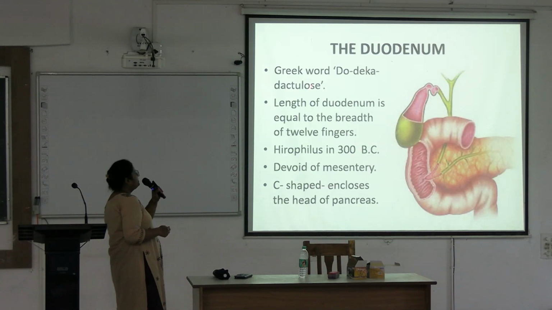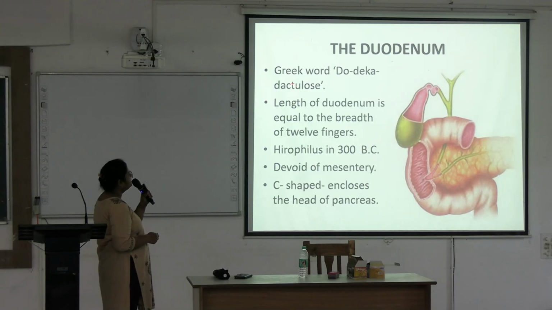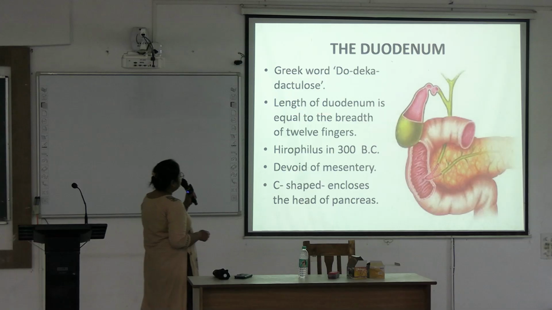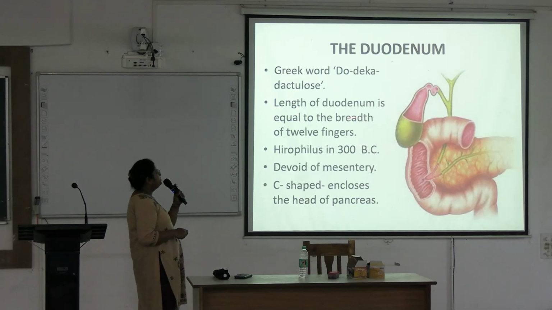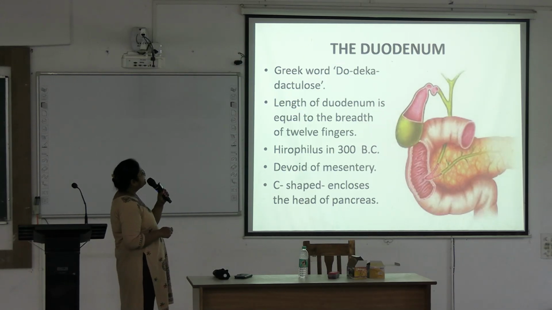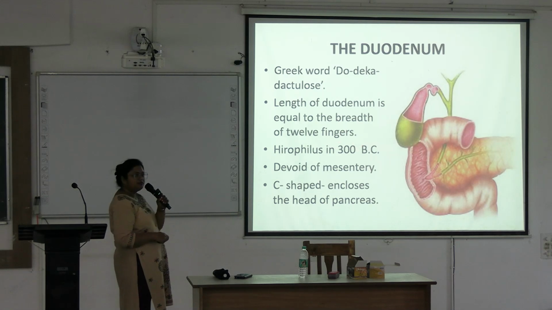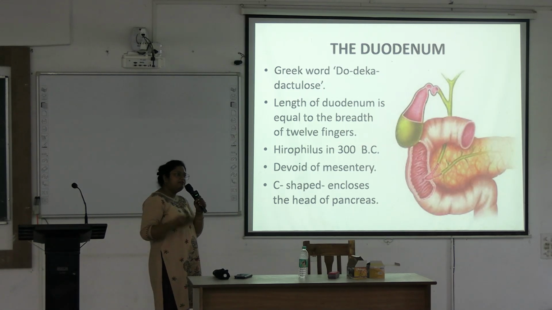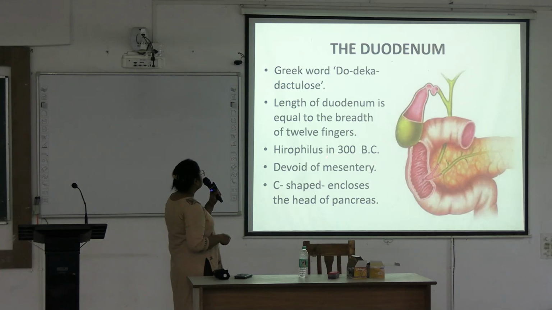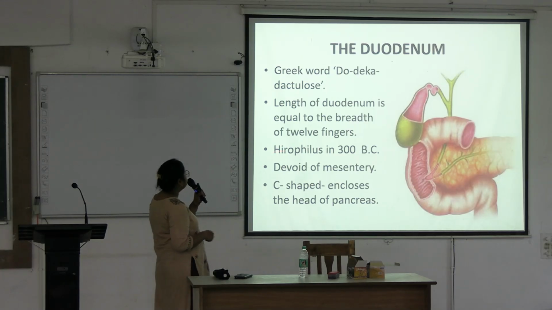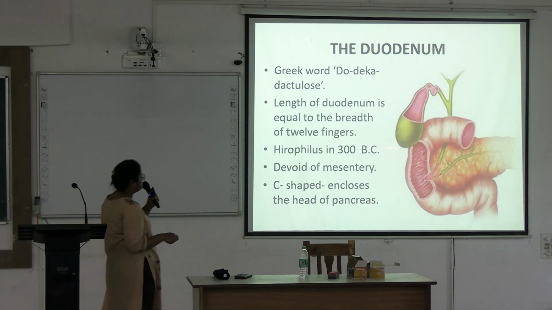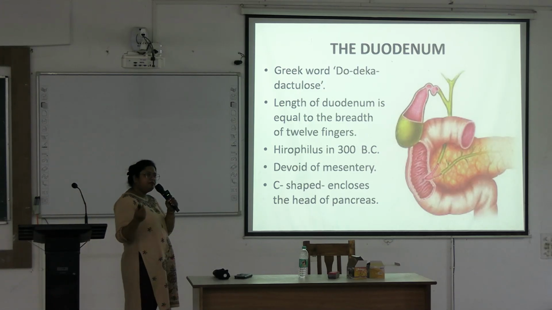The word duodenum comes from the Greek word dodecadactylos. The length of the duodenum is equal to the breadth of 12 fingers. This Greek word means this. The length of the duodenum is about the breadth of the 12 fingers of the patient. It was discovered by Herophilus in 300 BC. It is devoid of mesentery.